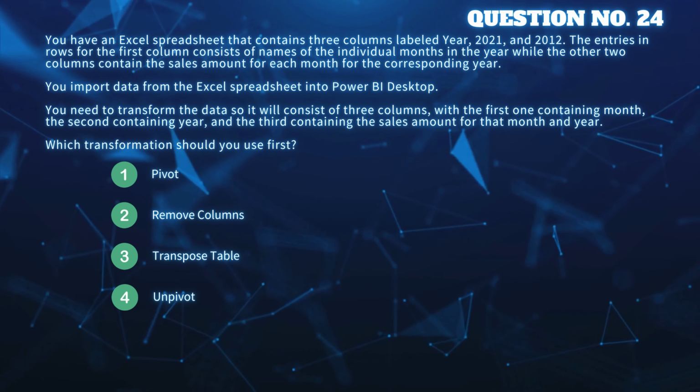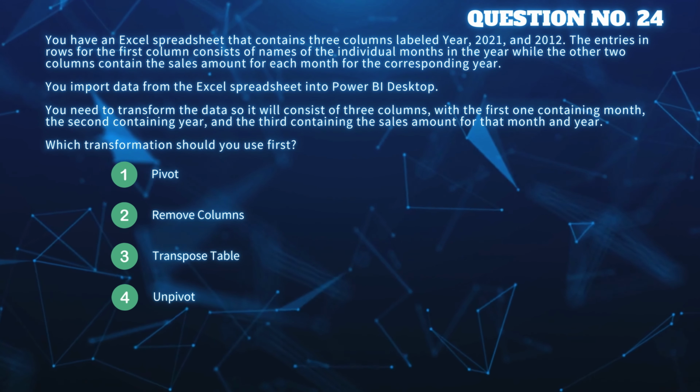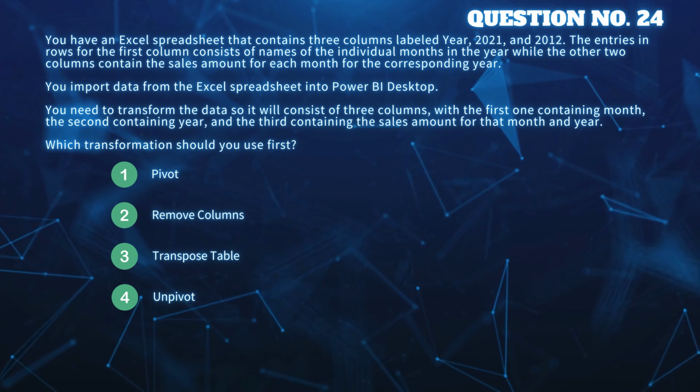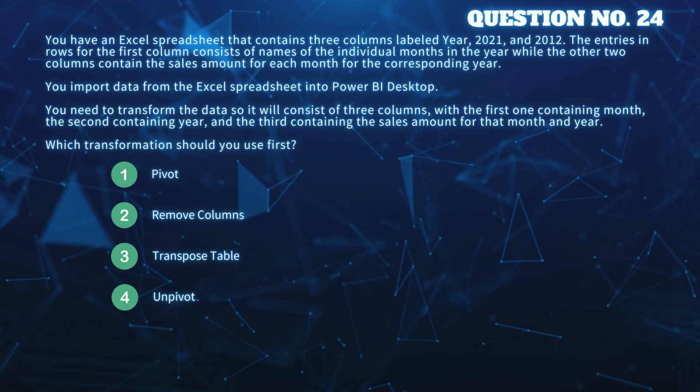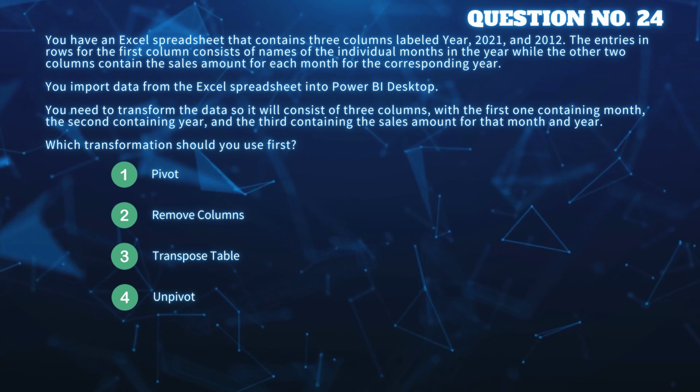You need to transform the data so it will consist of 3 columns, with the first one containing month, the second containing year, and the third containing the sales amount for that month and year. Which transformation should you use first?